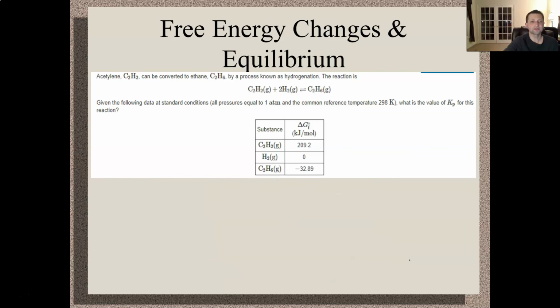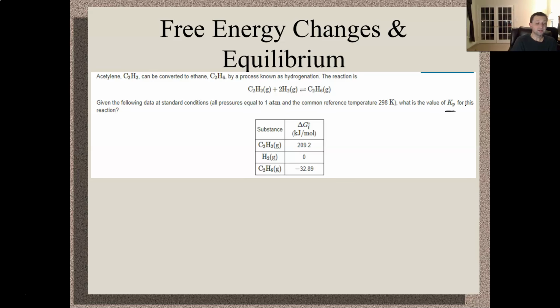All right. So let's see how we use this. You have acetylene gas, C2H2, can be converted into ethane, C2H6, by a process known as hydrogenation. And the reaction is on the screen for you. It says, given the following data at standard conditions, so we have delta G at standard here, and all pressure equal to 1 atmosphere, 298 Kelvin, what is the value of Kp for this reaction? So I need to know what my equilibrium constant is for this reaction, Kp. It's Kp because everything's a gas in the chemical reaction.